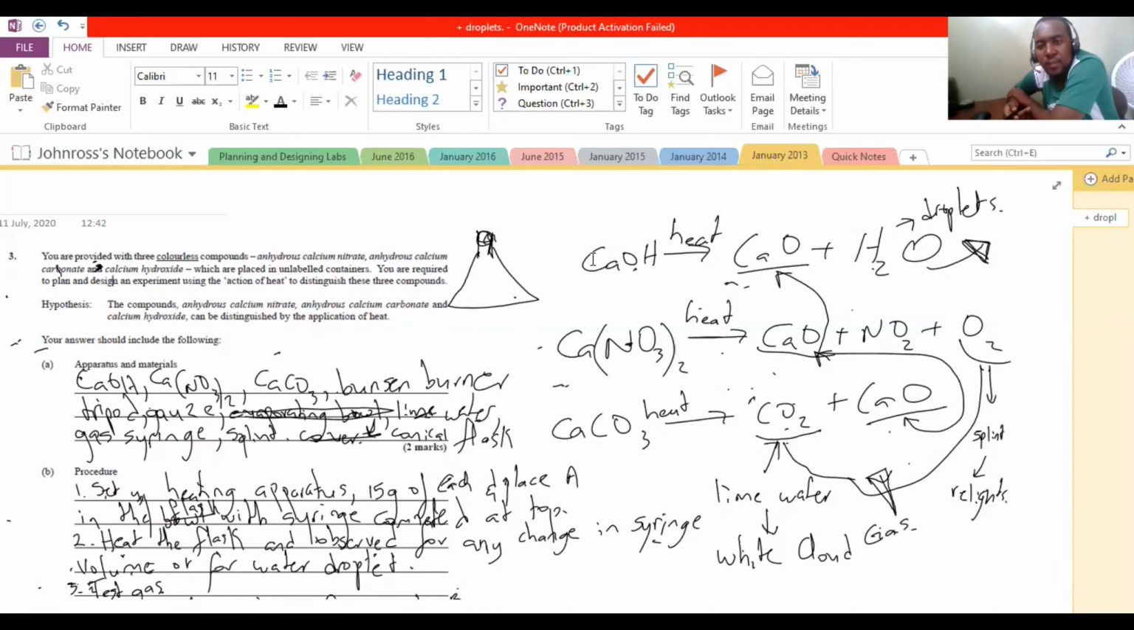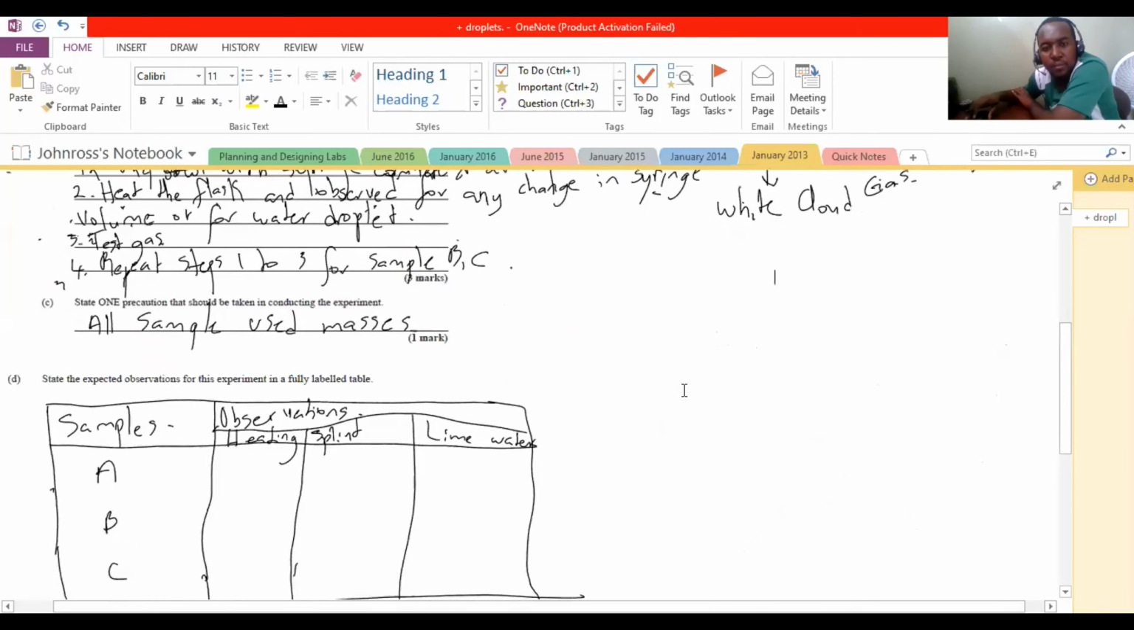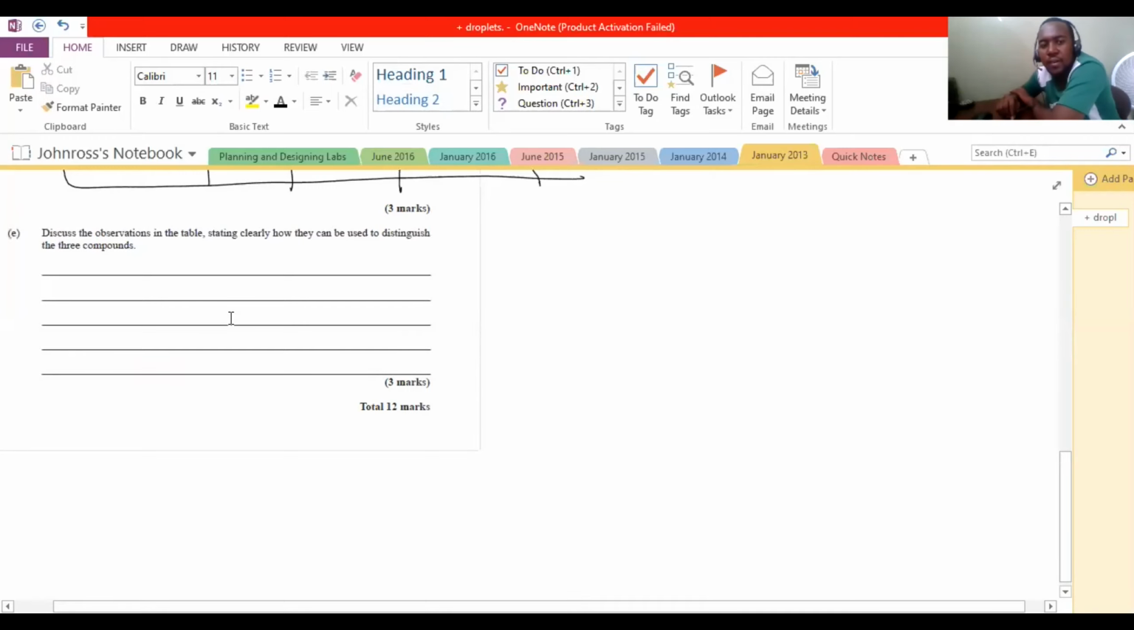The calcium nitrate will produce oxygen gas, while the calcium carbonate will produce carbon dioxide gas, which can be distinguished using the lime water and the splint test. So if it rekindles, then that means that it was calcium nitrate. If the lime water changed to a white cloud, then that means it would be calcium carbonate, and that's what you would have right there.